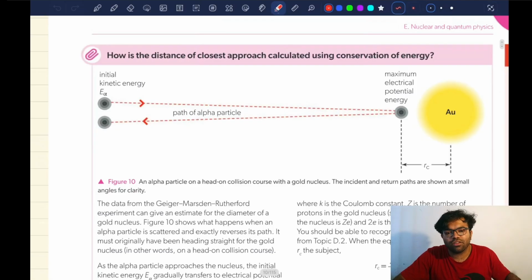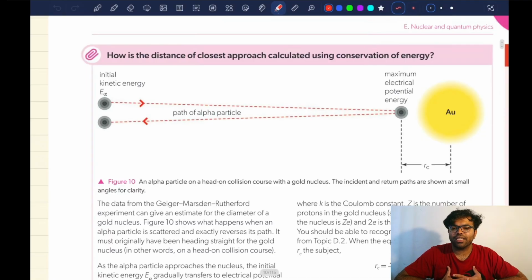Now, what is the distance of closest approach? You may be thinking in your head that these alpha particles actually touch the nucleus, and because of that they had to come back. They collided with the nucleus and then they were repelled. But then you might be wrong. The alpha particle is not actually hitting the nucleus and then coming back. There is an electrostatic force of repulsion taking place between the alpha particle and the nucleus.